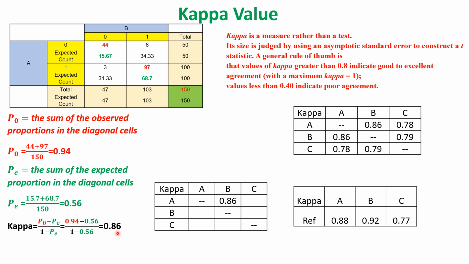So you can say there is an agreement between operator A and operator B of 86%. Similarly, you can calculate the agreement between A and C, B and C, C and A, C and B. So these are the figures of the agreement. At the same time, you need to have the agreement or the kappa value of all operators, that is A, B, C, with a reference value. So why is it required?